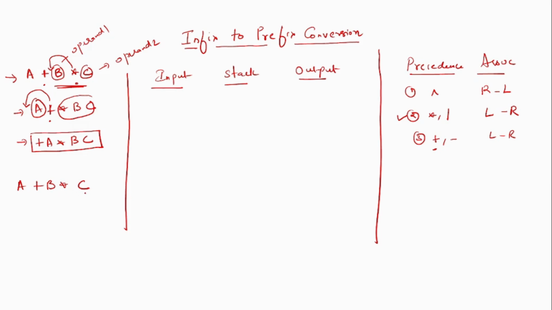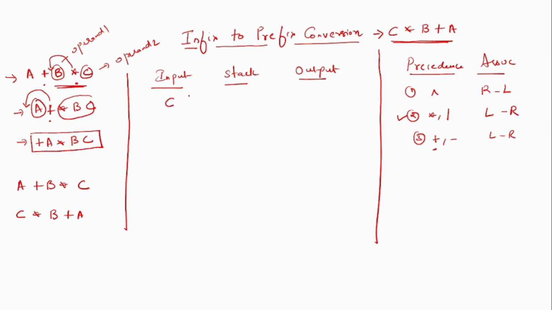So here I'll write C, star, B, plus, A, right? For convenience, I will write this reversed expression here, C star B plus A, and we need to use this expression for the stack. C star B plus A, correct? Now let us see each and every token from left to right. The first token is C.